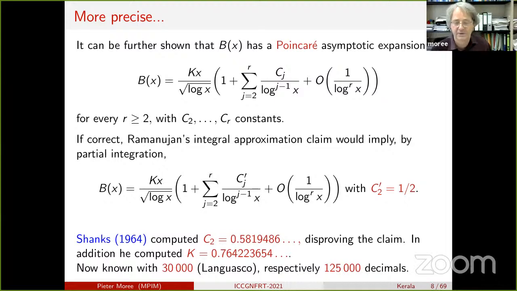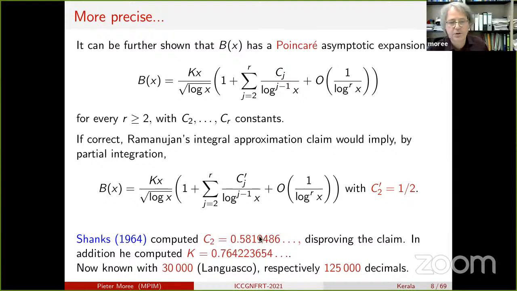So we know that there is a very precise expansion, and actually the claim of Ramanujan by continuous partial integration would imply a similar form. So the difference would be here in the constants. So his claim just implies some very simple formula for the constants. And so, for example, it implies that the first constant here would be half. However, Shanks computed this constant, and it's not a half.